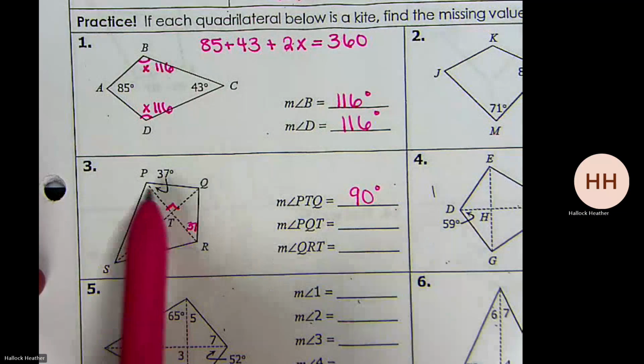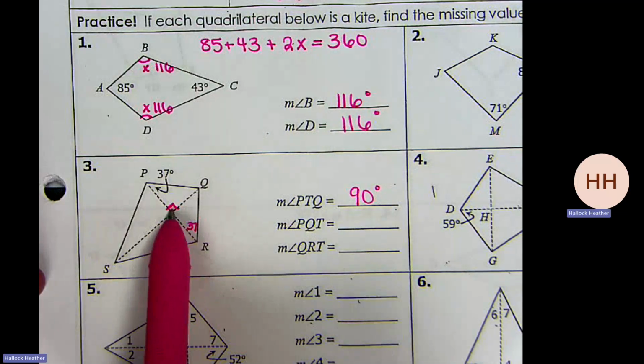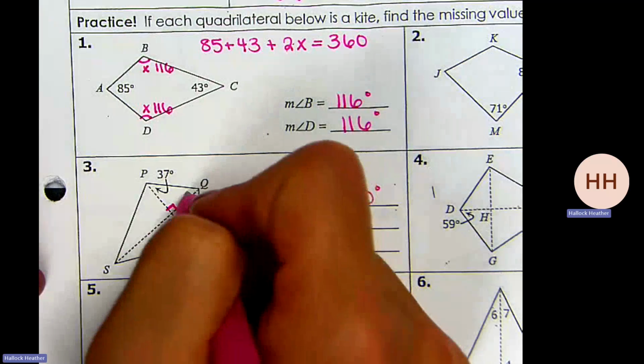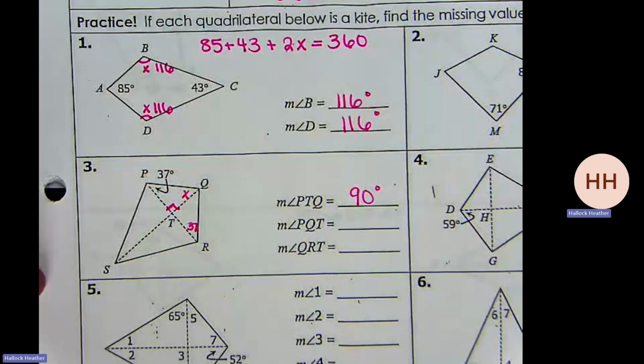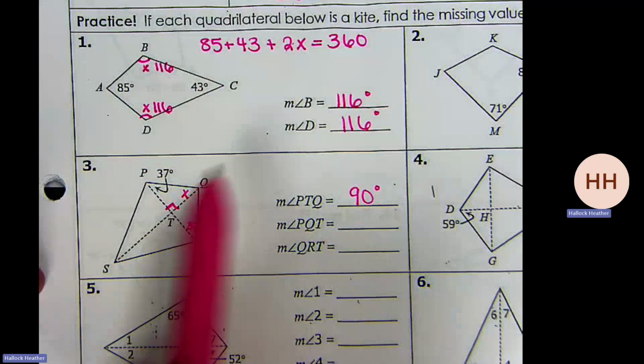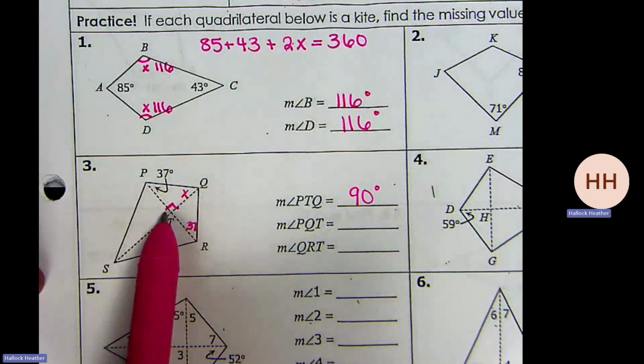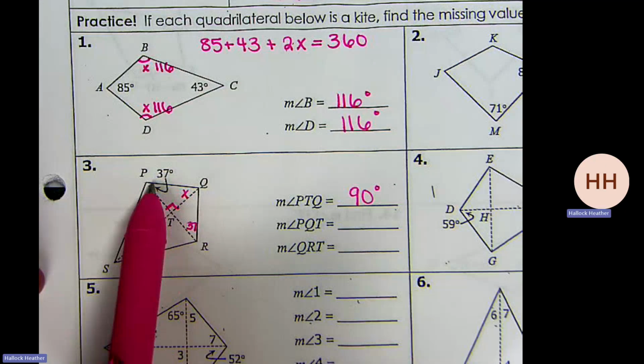PQT, P to Q to T. How could I find this right here? Let's just call it X. How could I find that little tiny angle up in this corner if this is 90 and this is 37?